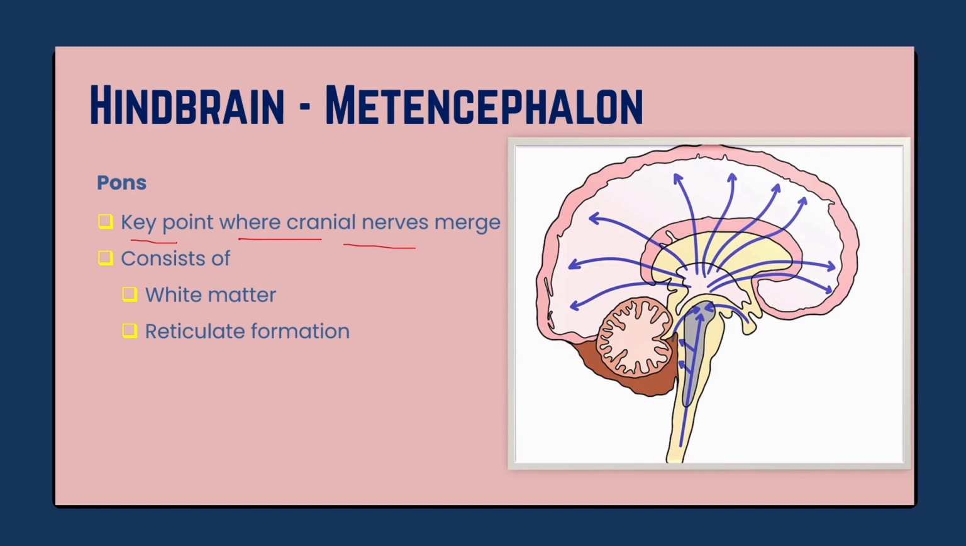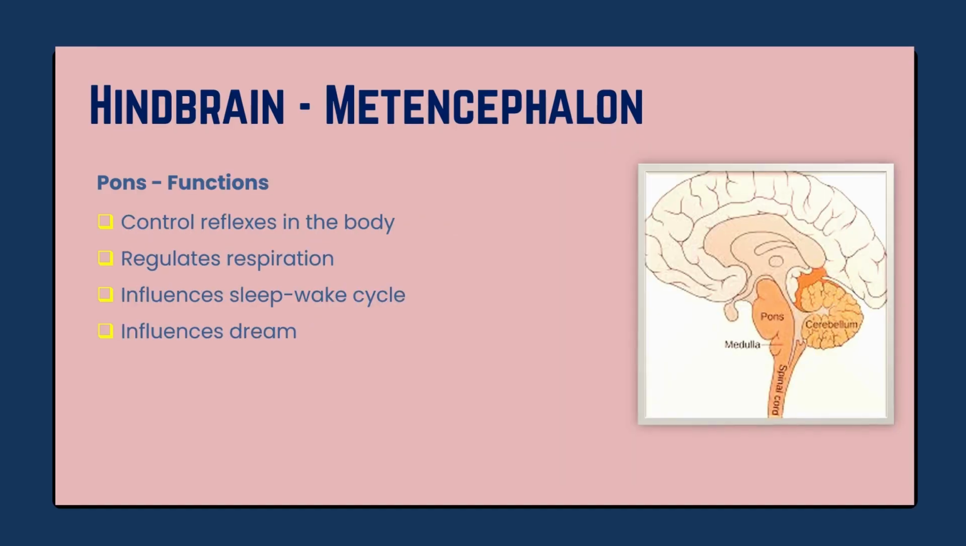We said this is just a network of neurons which relay information to different parts of the brain. Now, what are the functions of pons? Pons helps in controlling reflexes. It regulates respiration, your breathing.